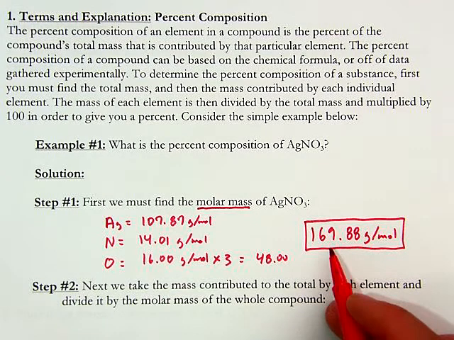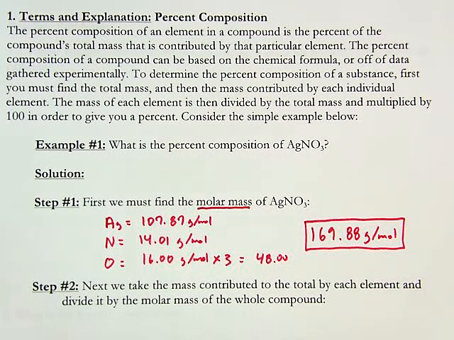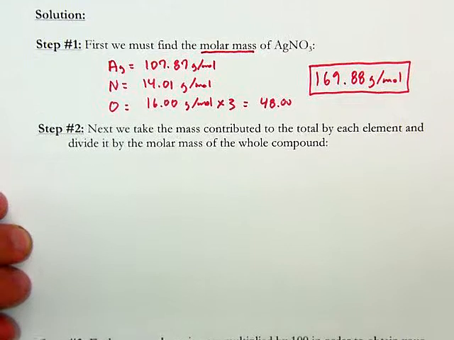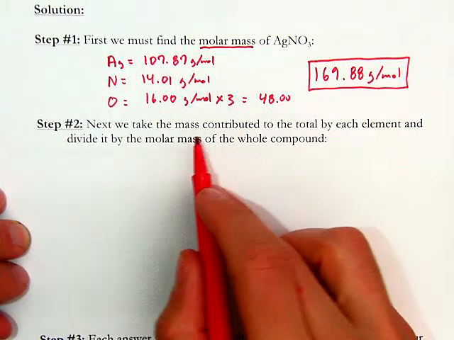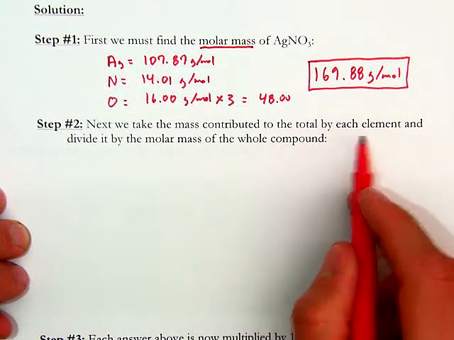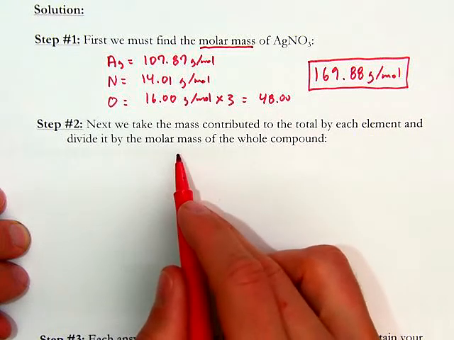Now, of that mass, what percentage comes from silver? What percent comes from nitrogen? What percent comes from oxygen? That's what we're going to be finding out. That's what percent composition is all about. So next, what you have to do is take the mass contributed to the total by each element and divide it by the molar mass of the whole thing.